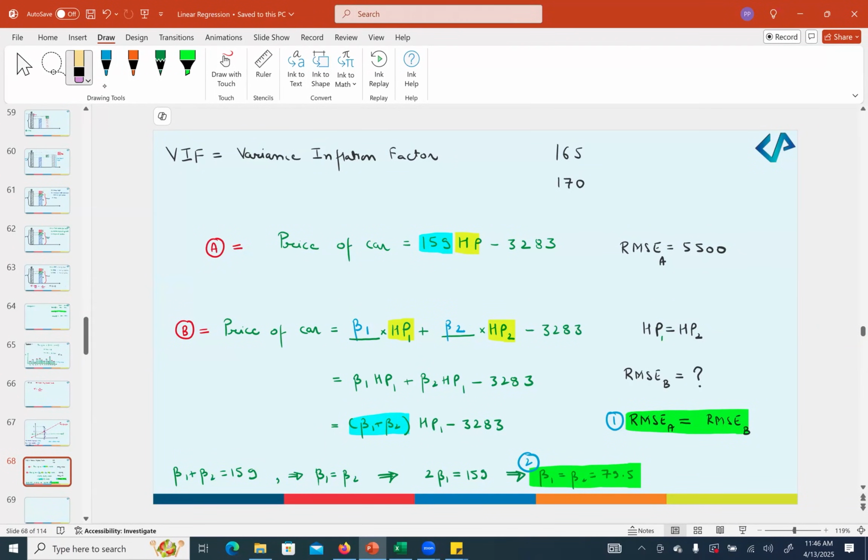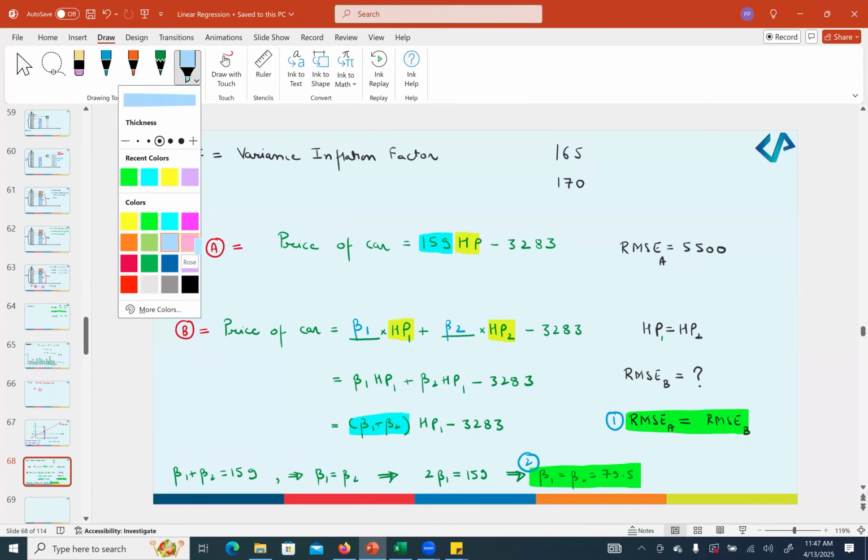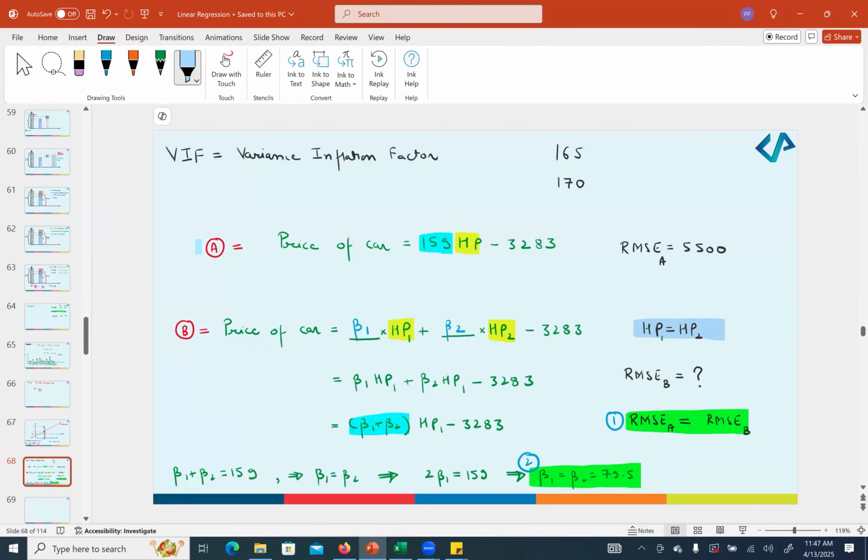Instead, we are splitting the horsepower into two different variables. I assumed that HP2 is a different variable which is unrelated to the horsepower. That's why I said error A is greater than error B. Actually, I had mentioned that horsepower 1 is the same as horsepower 2. Yeah, that I didn't take into consideration. No worries, understood. Now it is clear, right?